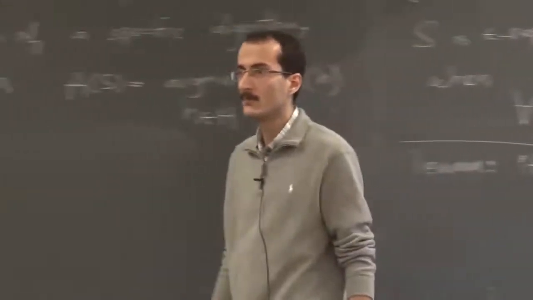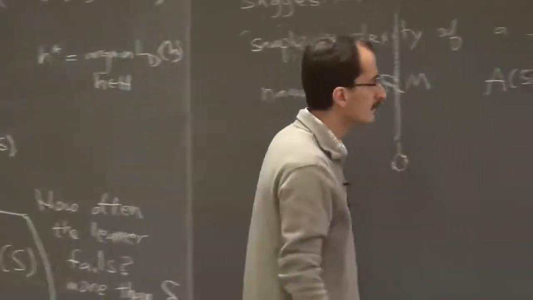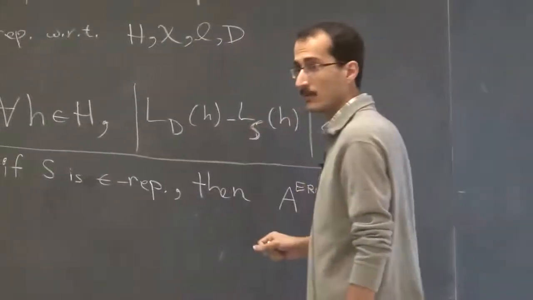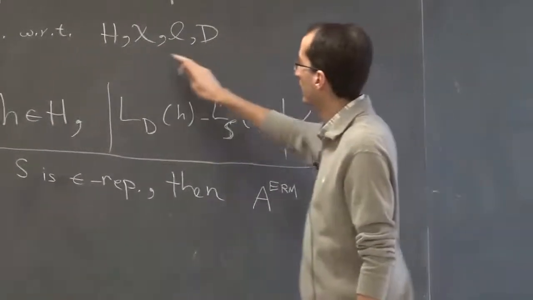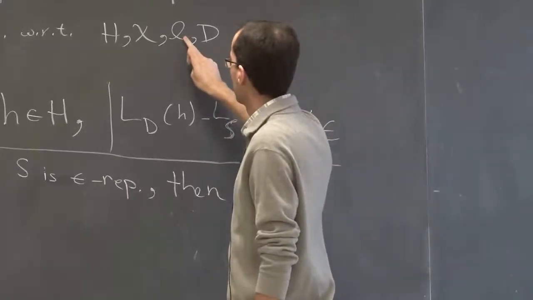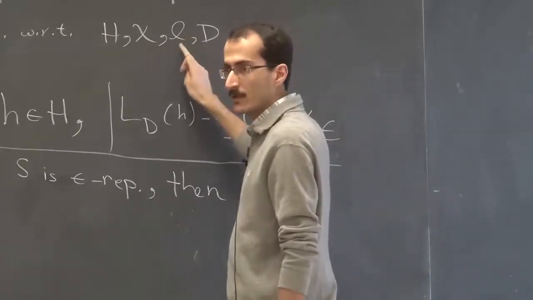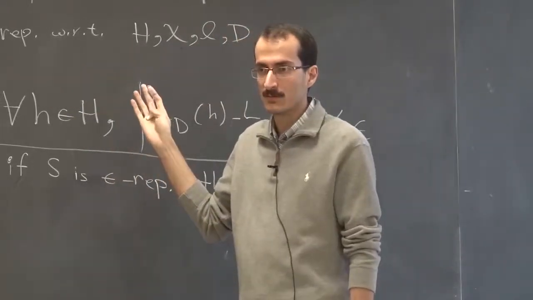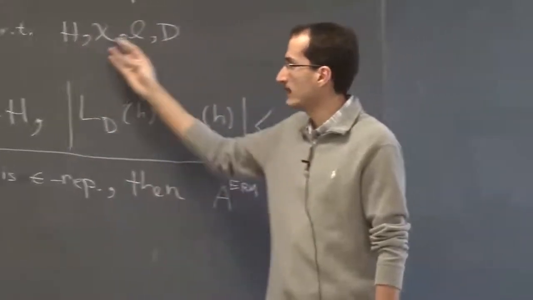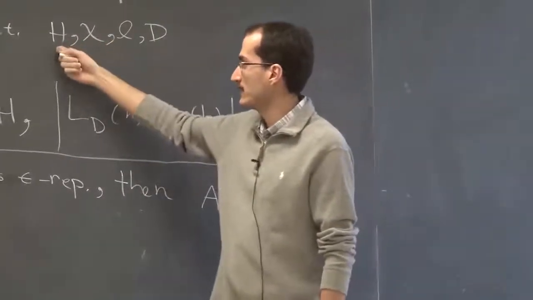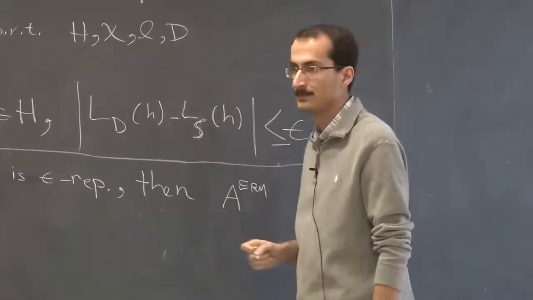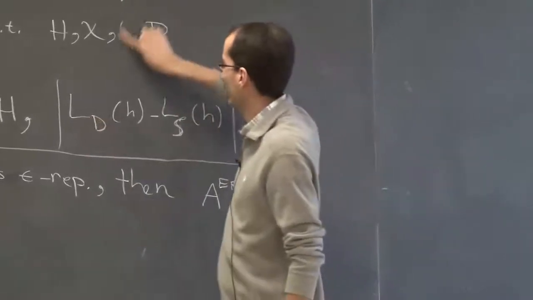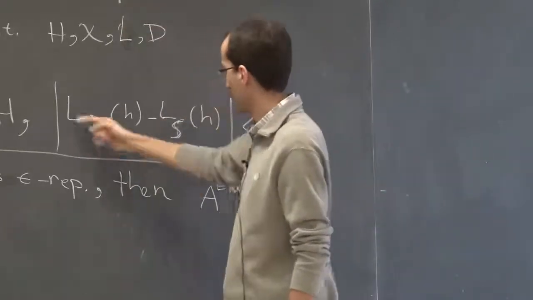Is that with respect to H, X, epsilon, or what's the index? This is S. No, with respect to H and something in D. This is the loss function. Usually we fix the 0-1 loss in this course, so it's not that important, but the main things are H and D.